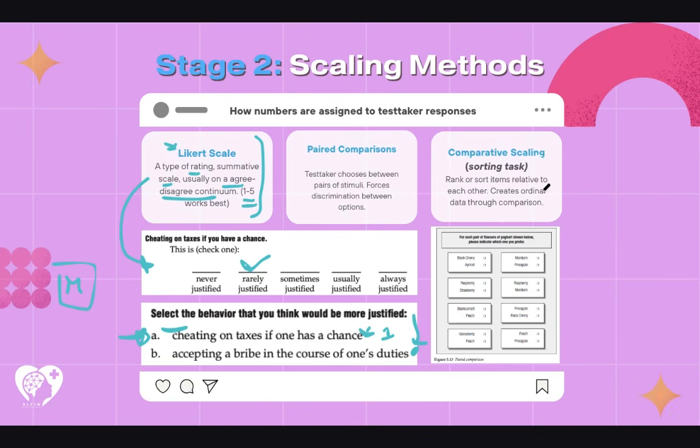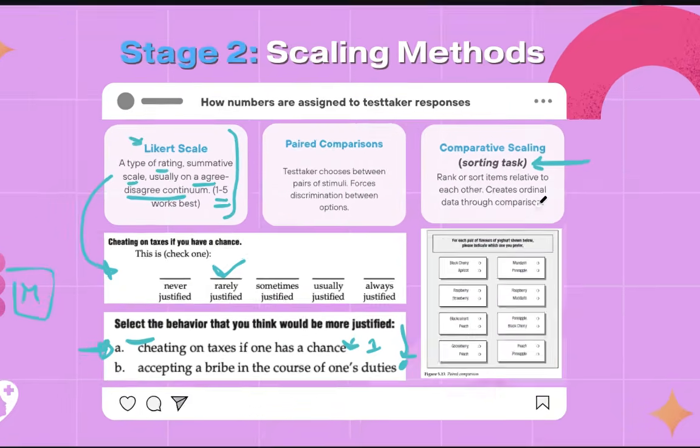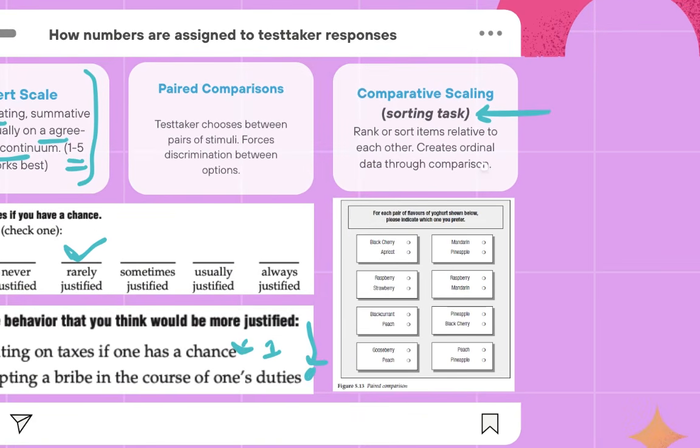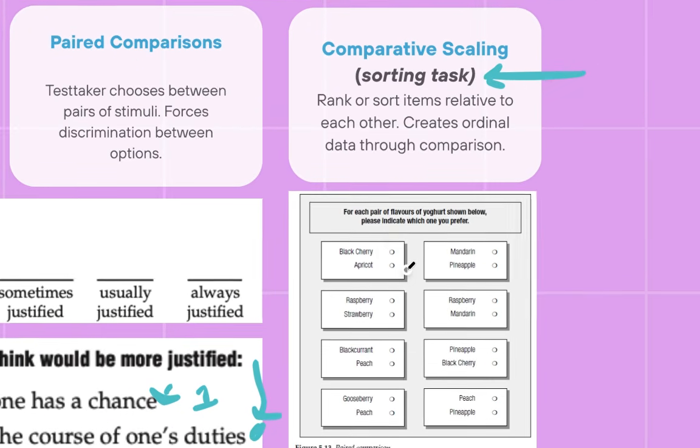So, let's move on to the sorting tasks. There are two. For example, comparative scaling: you're given index cards, and it's a sorting task. It's not statements that you rate. So, for comparative scaling, you rank or sort items relative to each other and it creates ordinal data through comparison. For example, for each pair of flavors, it's a paired comparison. Anyway, let's pretend this is not a paired comparison. Please indicate which one you prefer.